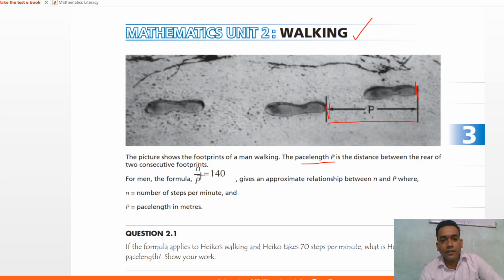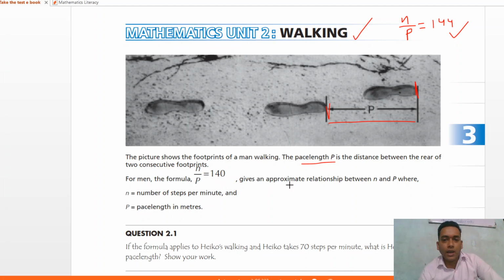For men, the formula is n by p is equal to 140. Here it is given as n by p is equal to 140, but actually when we study mathematical modeling in higher standards, the formula is n by p is equal to 144. But okay, we'll follow this question. If in the question it is given 140, then we'll follow this only. In general, this formula is used in higher mathematics, in mathematical modelings. And for females, the formula is different. Okay, so let us start now.